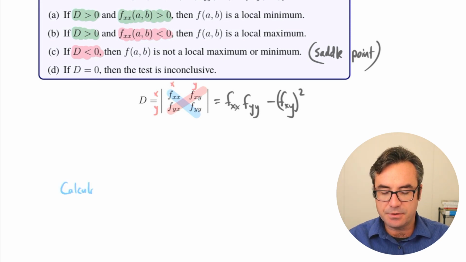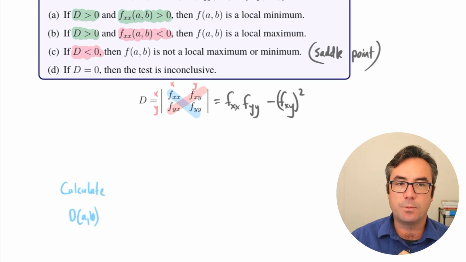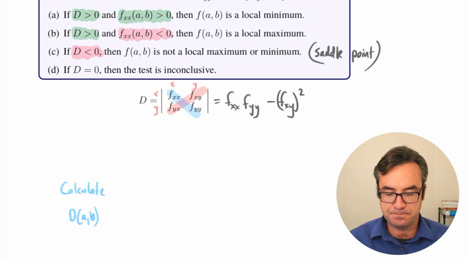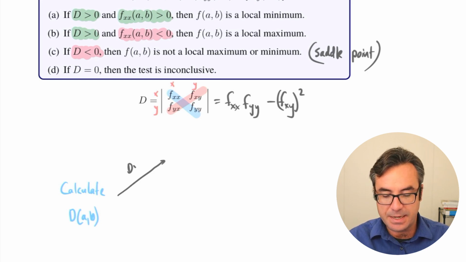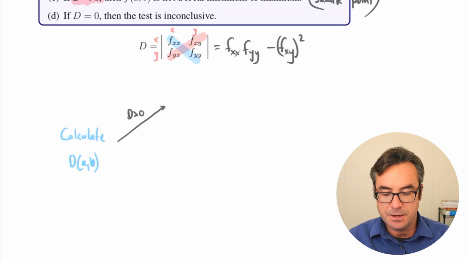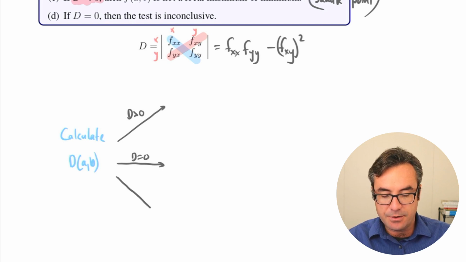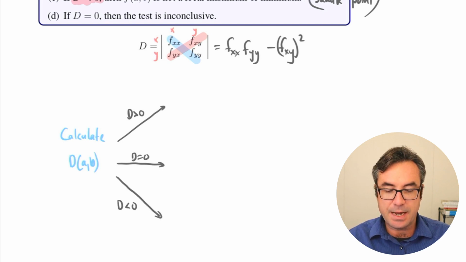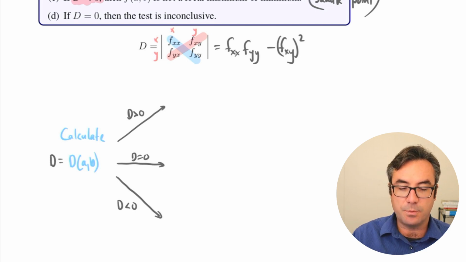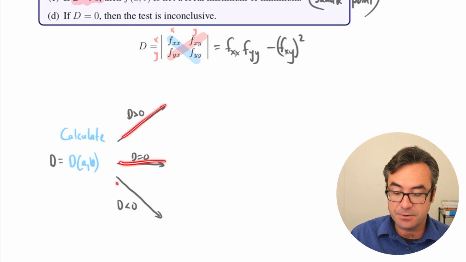So let's say we've calculated D and we've plugged in our critical point. Well, there's kind of three options for what D could be. D could be positive, D could be equal to 0 in the middle, or D could be negative. So there's three options. Once we calculate what D actually is at our critical point, it's either a positive number, it's 0, or it's negative.